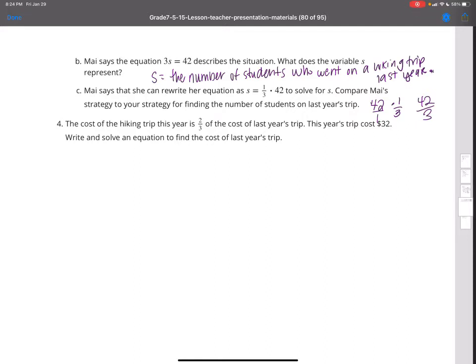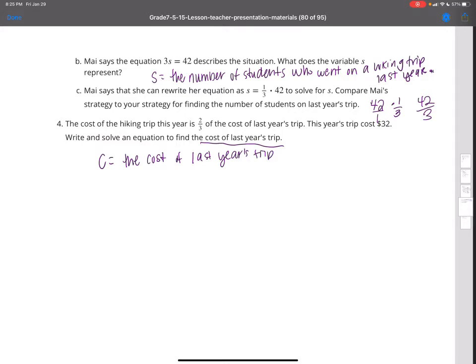Now let's look at question 4. It says the cost of a hiking trip this year is 2/3 of the cost of last year's trip. This year's trip cost $32. Write and solve an equation to find the cost of last year's trip. Okay, so what we don't know is the cost of last year's trip. Now, I don't want to use a T this time. I'm going to use a C to represent the cost of last year's trip.